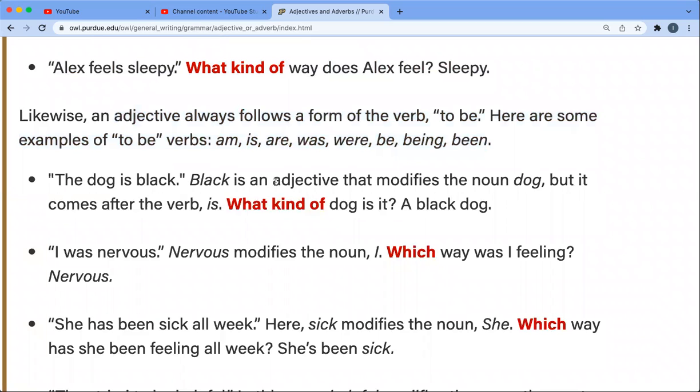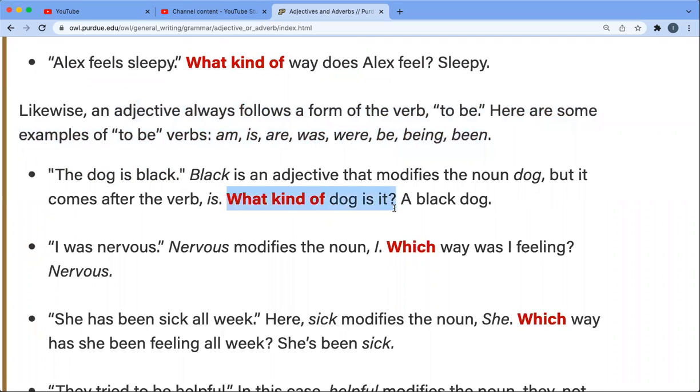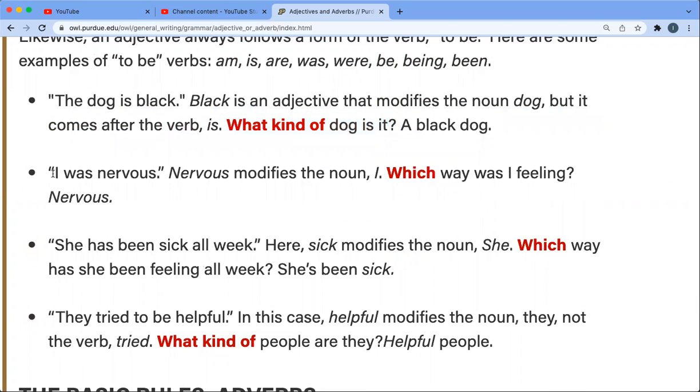If I say, for example, black is an adjective, colors are considered as an adjective, the dog is black. And in this case, very much the same as numbers that are always considered as an adjective, colors are always considered as an adjective. What kind of dog? You say a black. If I say, for example, I was nervous, nervous modifies the noun. It appears after the verb be. It is considered as an adjective. So which way? You say nervous.